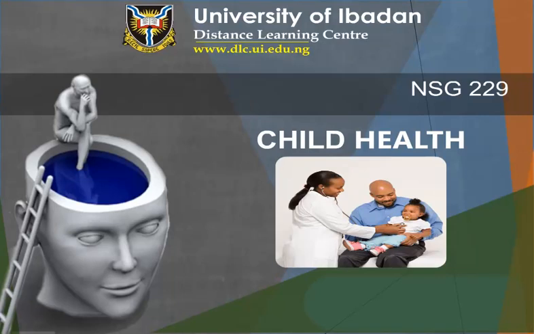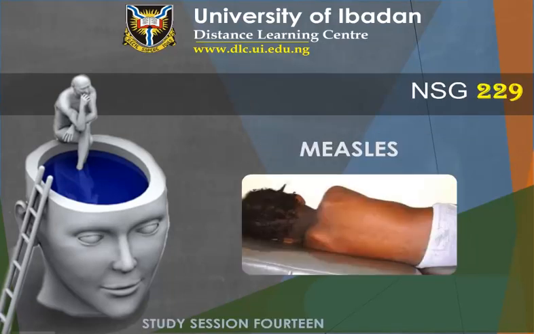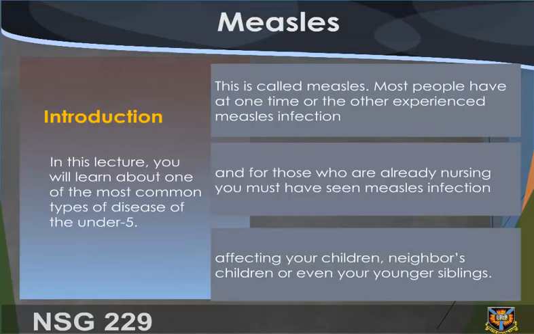Welcome to NSG 229, Study Session 14: Measles. Introduction. In this lecture, you will learn about one of the most common types of disease of the under 5. This is called measles. Most people have at one time or the other experienced measles infection.